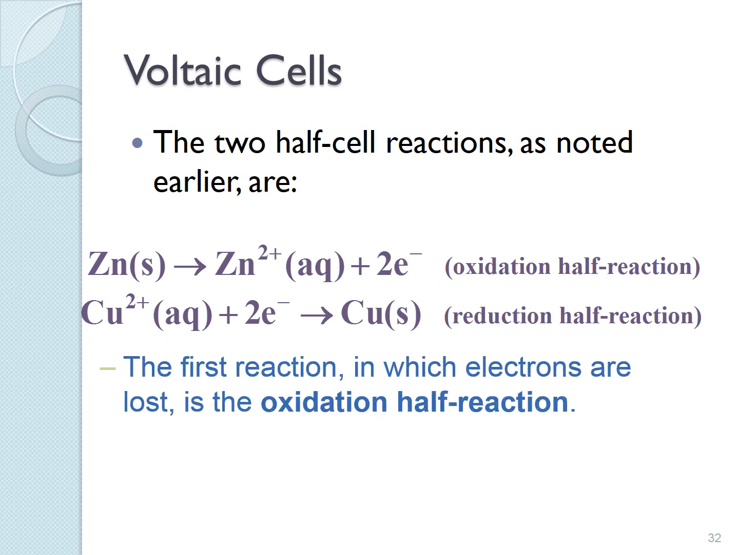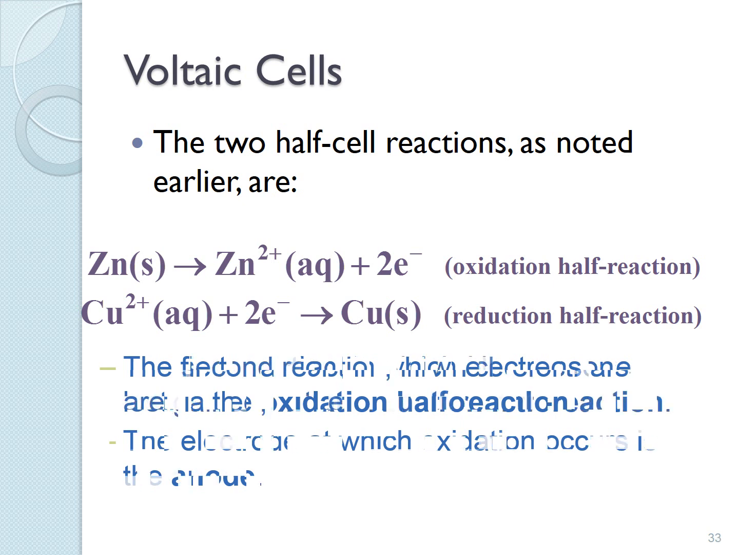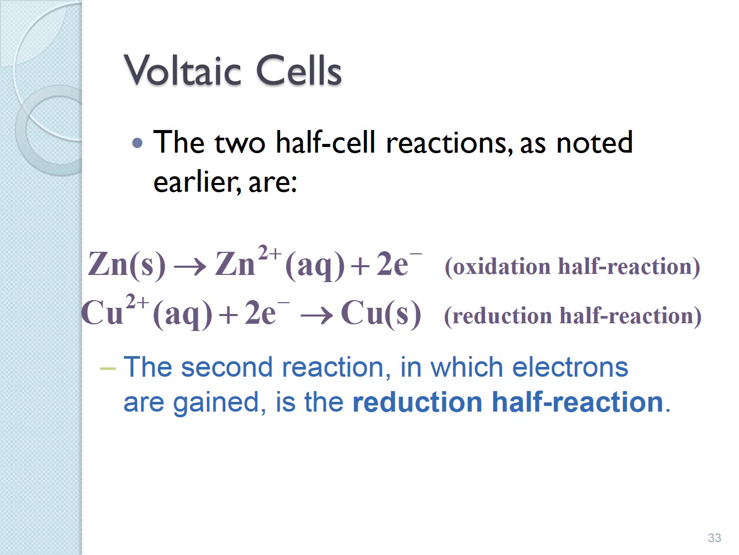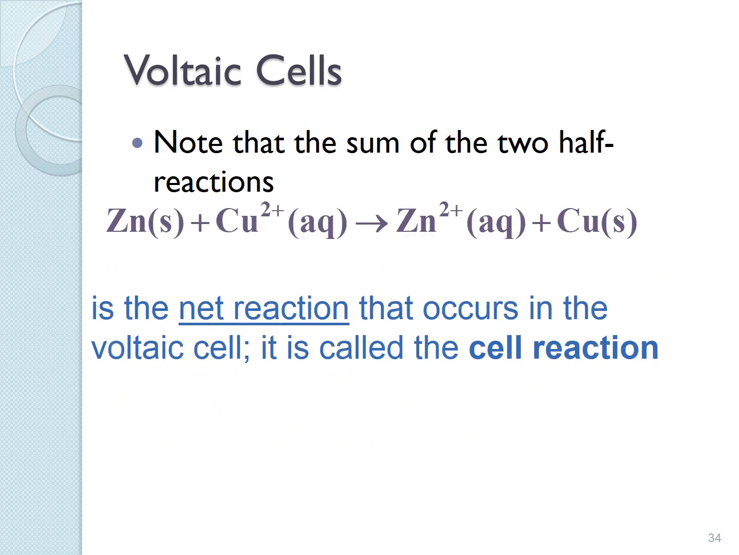We call the electrode where oxidation takes place the anode. We can remember this: oxidation and anode both start with vowels, and so that's how you can remember which one goes with which. Anode, oxidation. The second reaction where electrons are gained is reduction, and we call this electrode the cathode. So the cathode is where reduction occurs. And those both start with consonants, so that's how you can remember that.